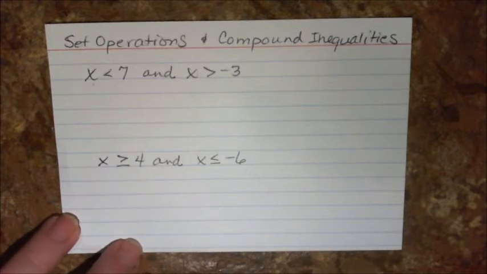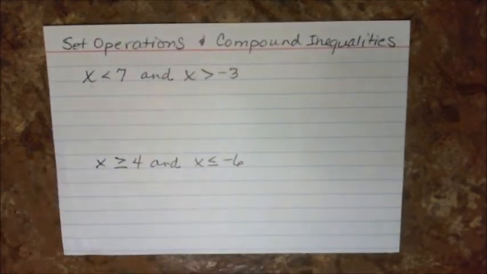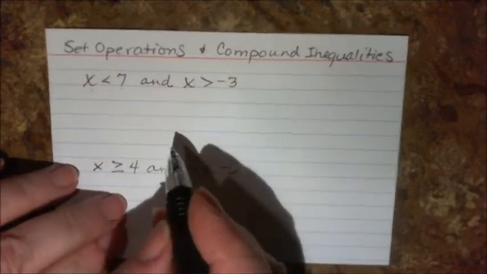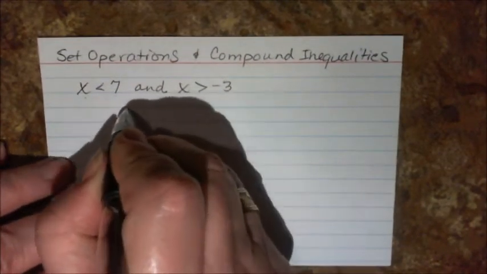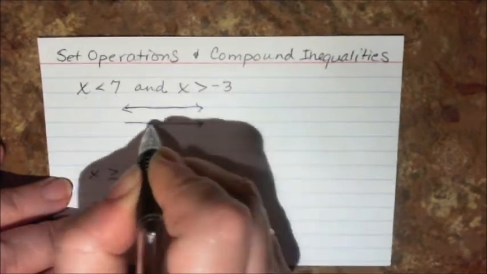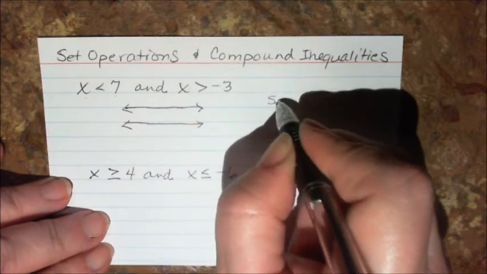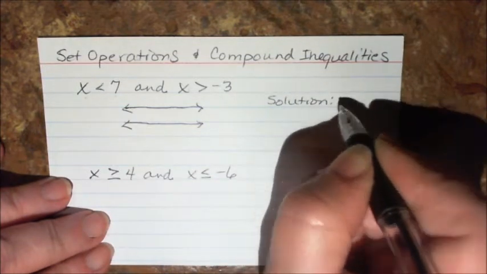than -3. Remember that the word "and" means the intersection of the two sets, or it means that the compound set must show the overlap or the common parts of the two sets. So these are actually already solved, so it might be a good idea for us to see each number line. So let's draw a number line for the first one, a number line for the second one, and then we'll have a number line to show the solution set.